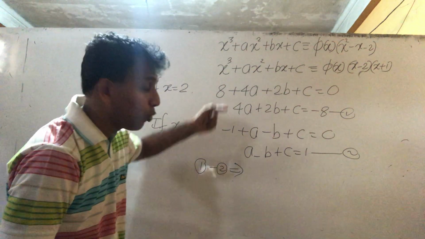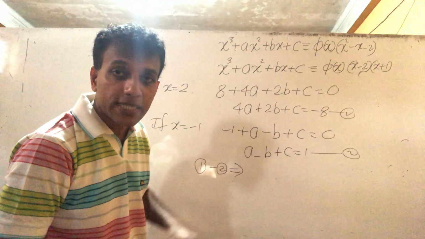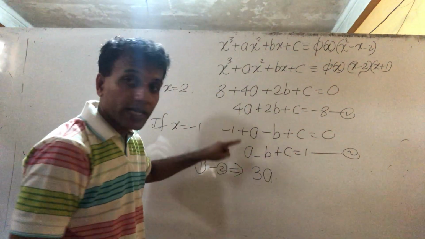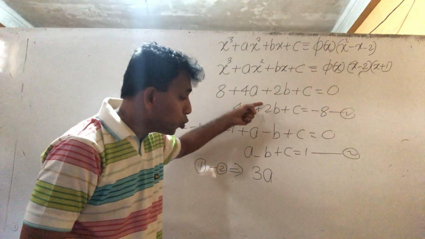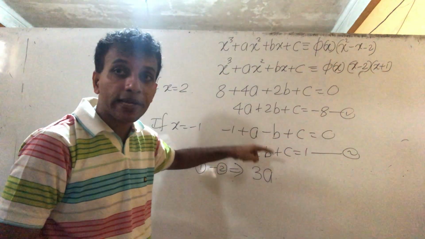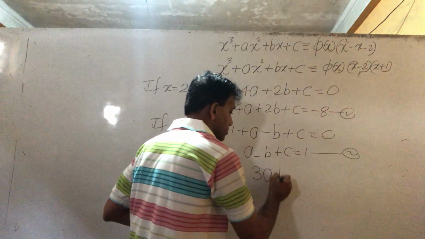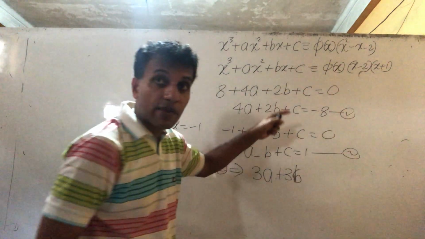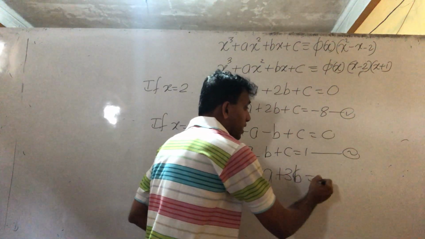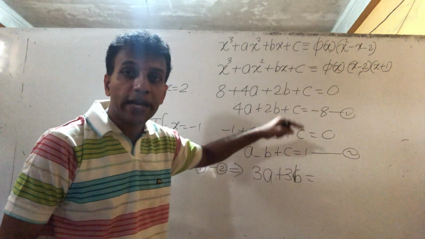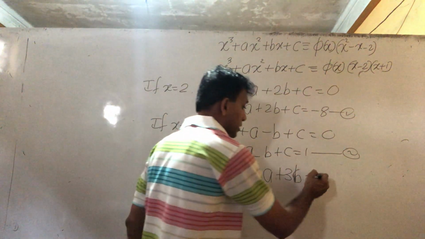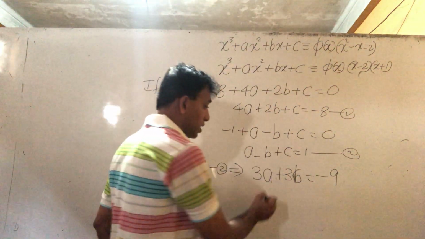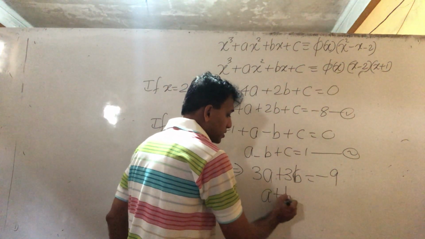So what happened? 4a minus a, 3a. 2b subtract minus b, 3b. C cancels when subtracting. The other side, minus 8 minus 1, minus 9. Now divide by 3, divide by 3. a plus b. Nice question.